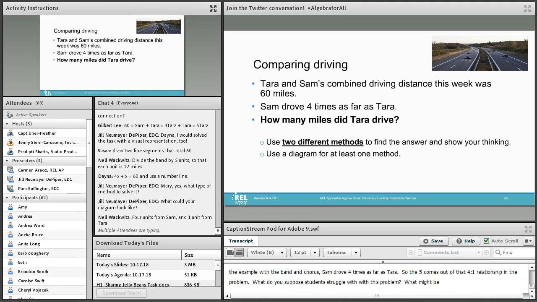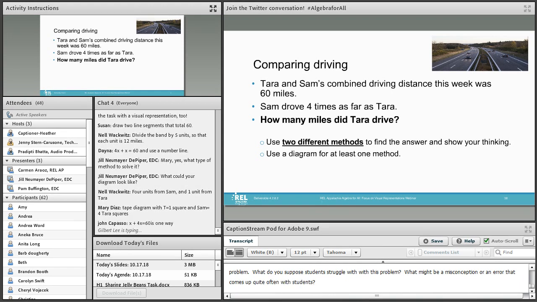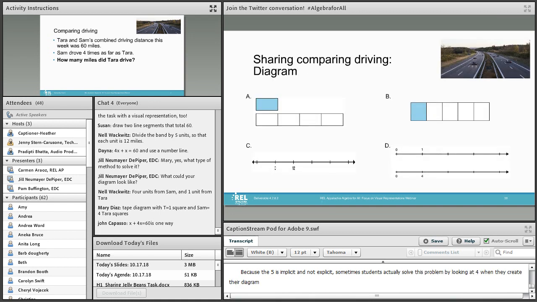What do you suppose students struggle with in this problem? What might be a misconception or an error that comes up quite often with students? Because the 5 is implicit and not explicit, sometimes students actually solve this problem by looking at 4 when they create their diagram. So if I look at these examples, these are common diagrams or representations that can solve this problem.